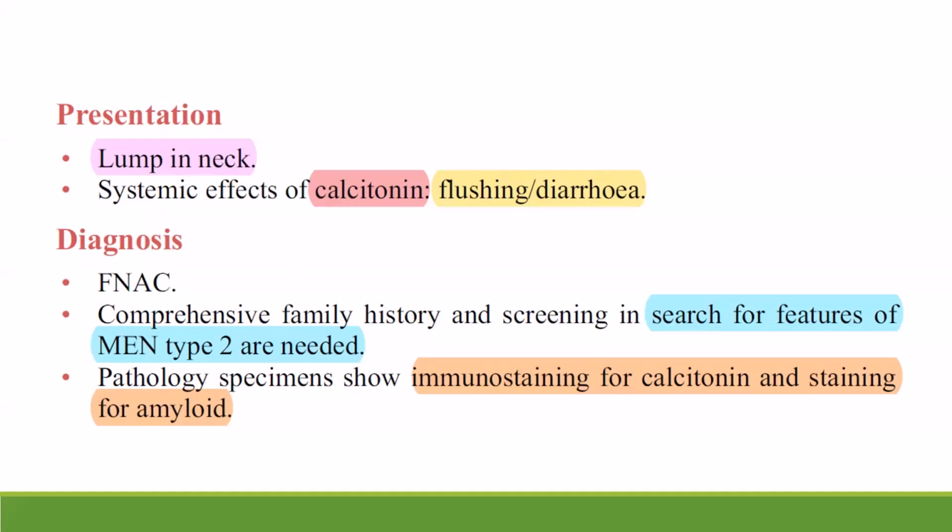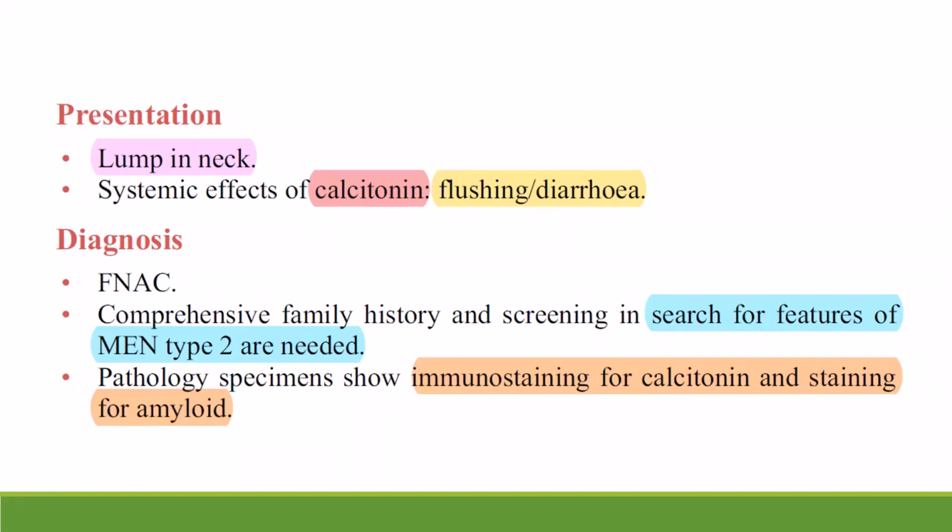By doing fine needle aspiration cytology, and also a comprehensive family history and screening in a case of MEN type 2A or 2B. Because in a patient presenting with MEN 2A or 2B, we should screen for medullary thyroid carcinoma and do prophylactic surgery before the age of 5 years in MEN 2A, or before the age of 1 year in MEN 2B.